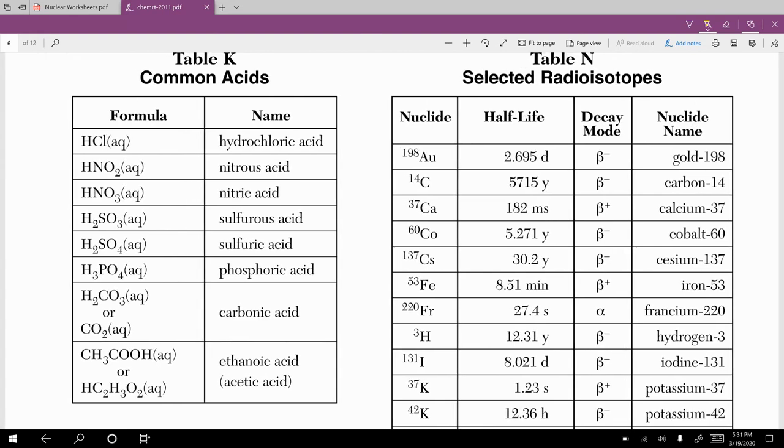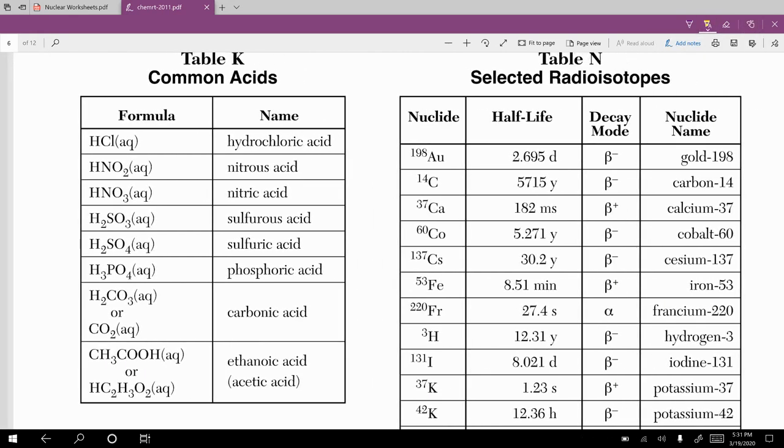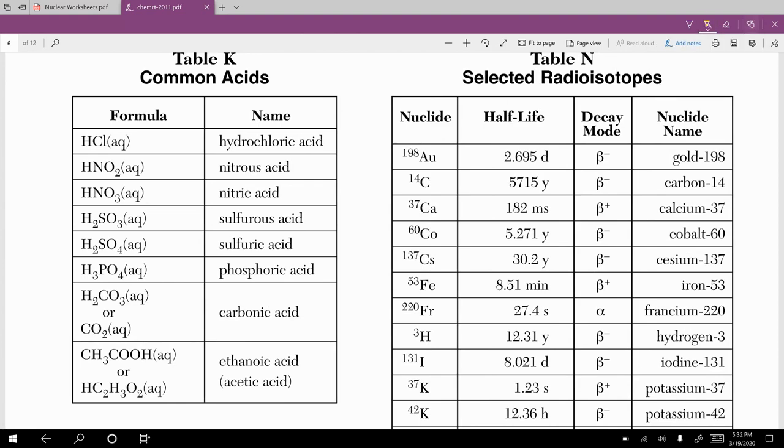I'm just messing around with the computer, trying to highlight here for you guys, and it's just not wanting to do what I want it to do. Is that working? No, and no. Apparently I'm not going to figure out the highlighting. There we go. I'll just circle it that way.